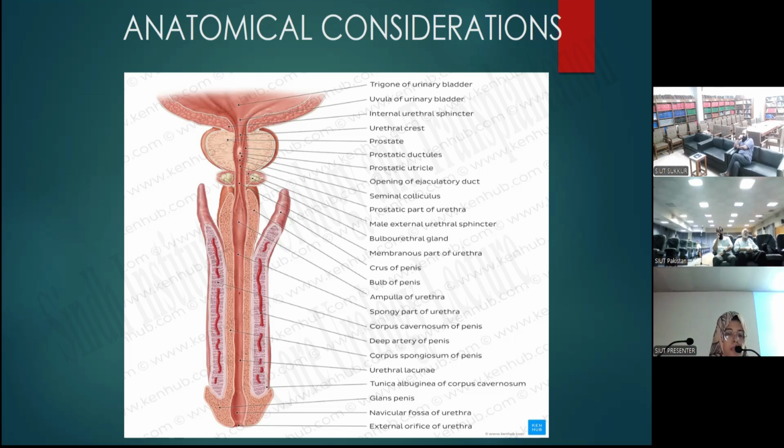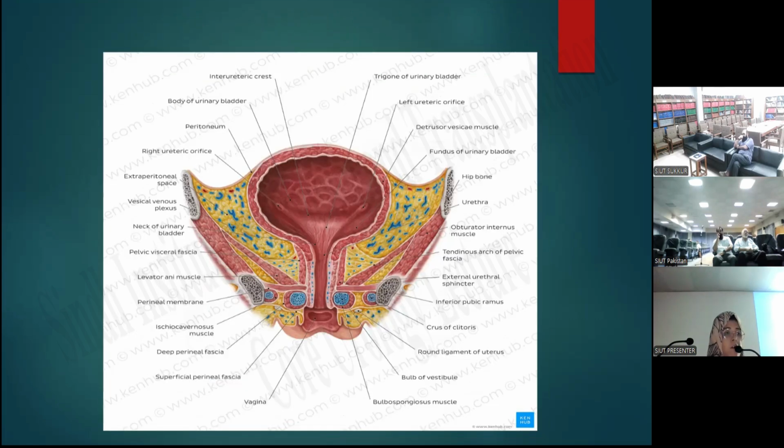Now, the female anatomy of the urethra. The female urethra is comparatively smaller than the male urethra, measuring around 4 centimeters in length, lying anterior to the vagina, and on average, the female urethra can accommodate an instrument or catheter of around 22 French.